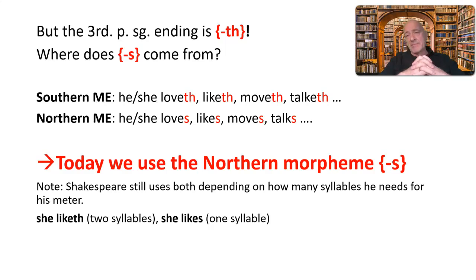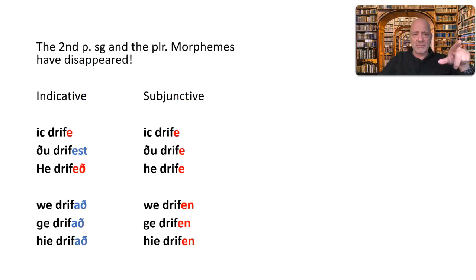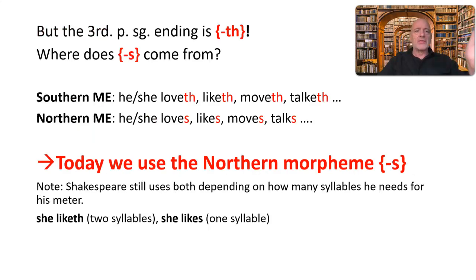Okay, so here's that. But then you remember I said that, we go back, the third person singular, if you go here, he driveth, it is an interdental fricative, or what you call the th. We don't have that today. We don't say he loveth, and he liketh, and he moveth, and he talketh, or something like that. We don't say that anymore. We say he, she loves, likes, moves, talks.